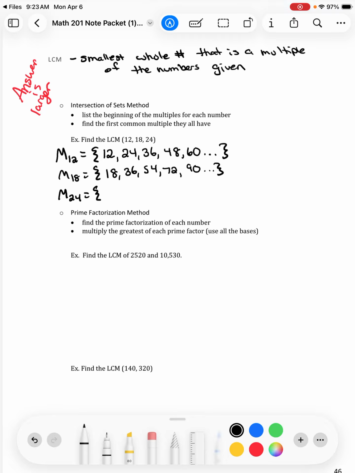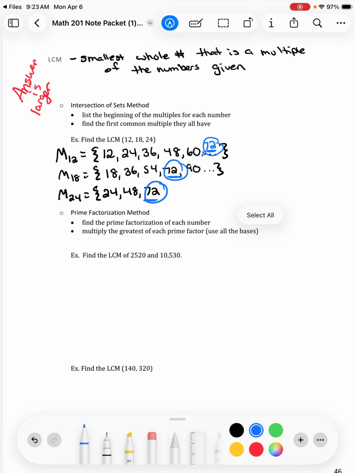The multiples of 24. 24 times 1, 24 times 2, 24 times 3. Now, I've got these 72s. If I come back up to this multiple of 12, this was 12 times 5. 12 times 6 is 72. So all three numbers I was given, 12, 18, 24, 72 is a multiple of all three of those.